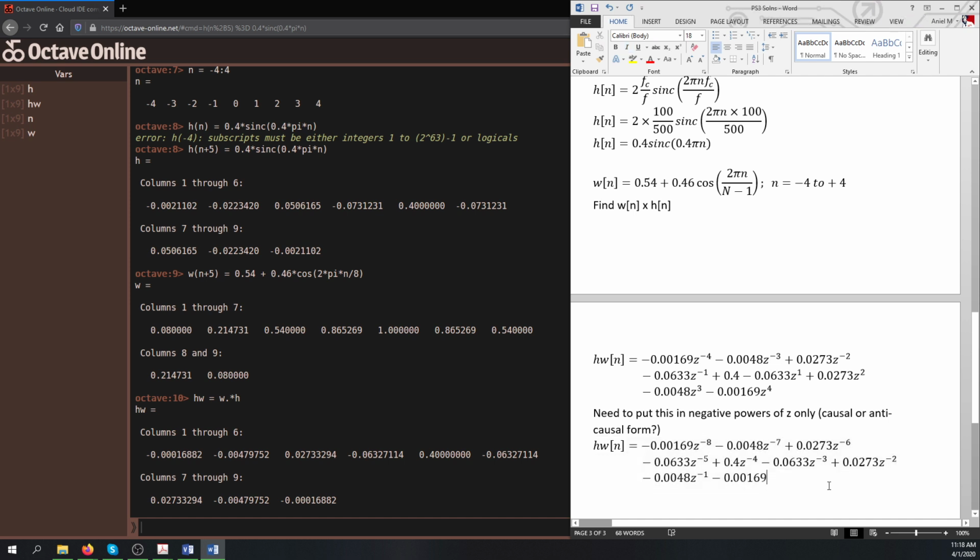So the question will come such that it will ask you to make sure that you represent the final answer in negative powers of Z, or it might say, okay, this is the anti-causal form, which may map to the negative powers of Z.